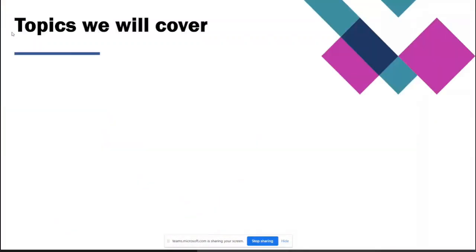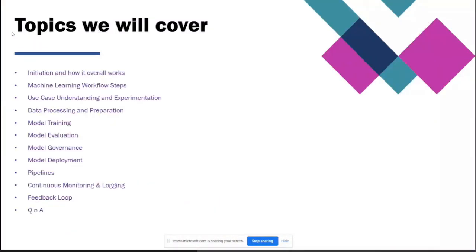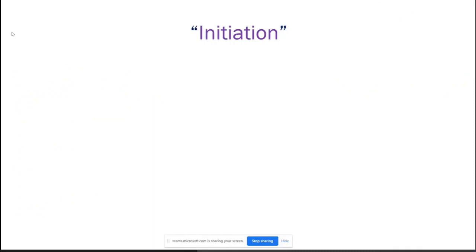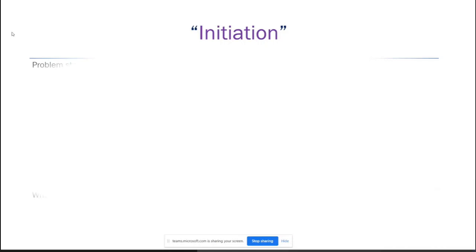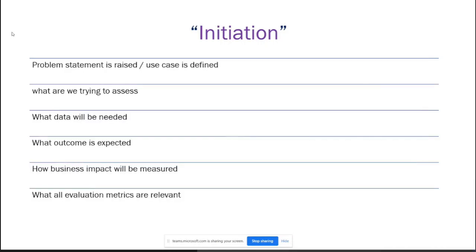The topics which I'm going to cover today. The first thing I want to focus on is how exactly this works, how it gets initiated. It's not like someone will come inside and start writing Python code, right? What works is, the first thing for any organization to implement an ML use case is the problem statement and use case defined. And why is this step important?